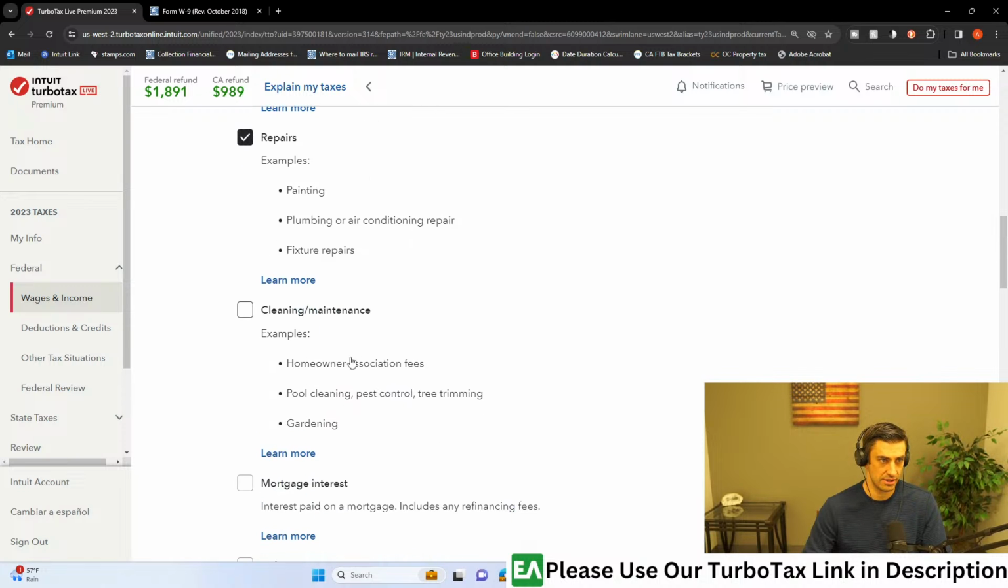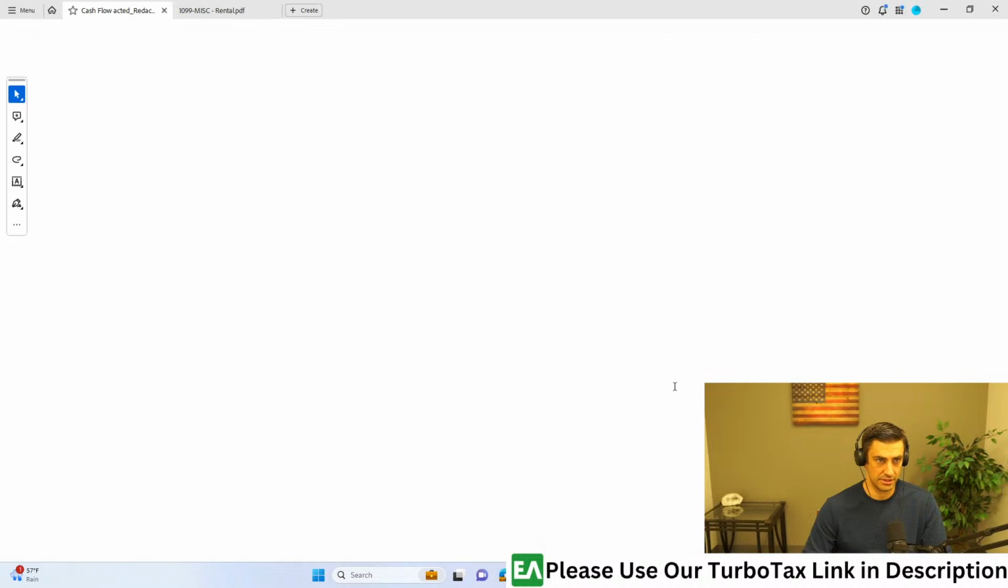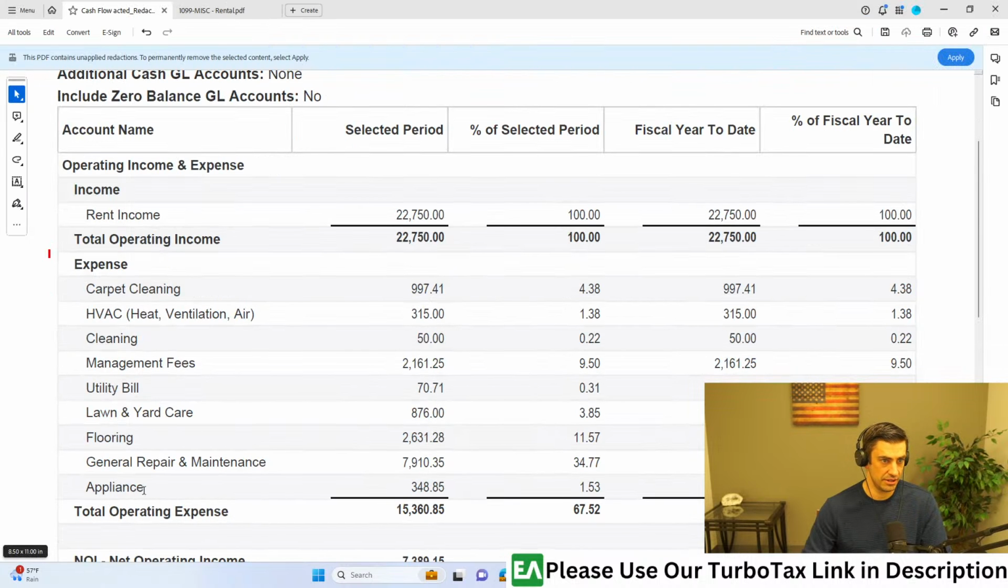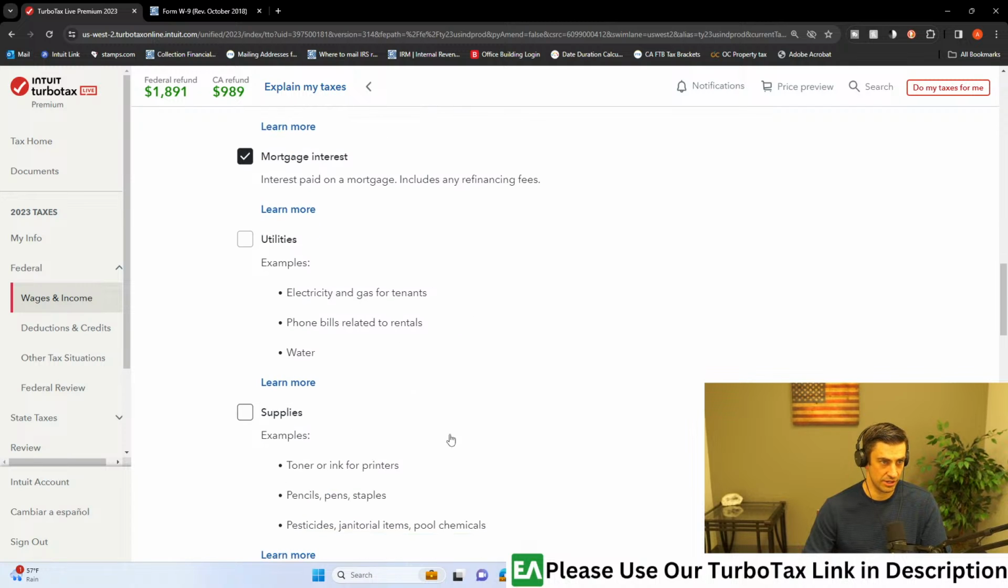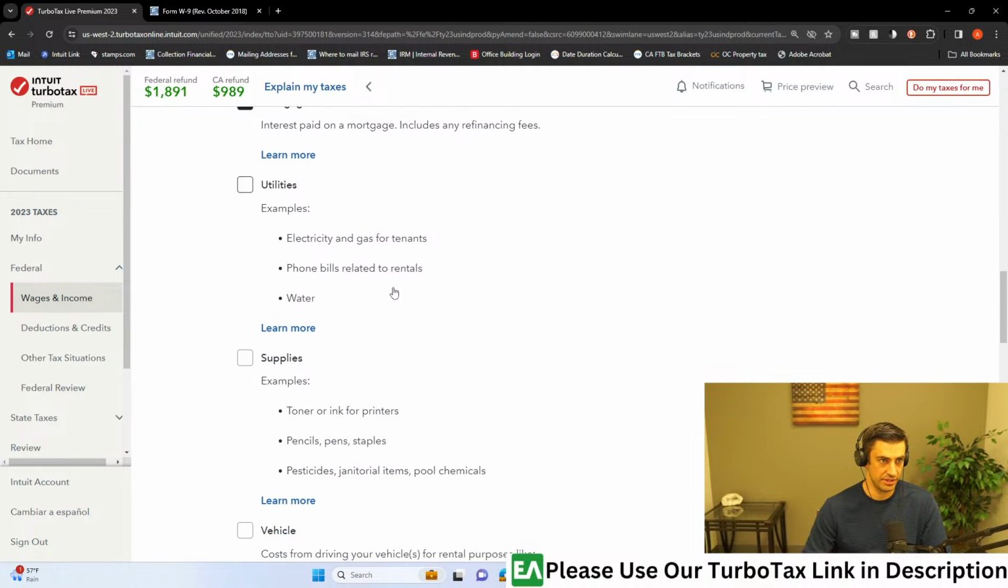We had some repairs. We can kind of look back at this thing too, right? This has some of that stuff too, right? Appliance, general repair, maintenance, flooring. We can capitalize the flooring. Lawn, management fees, cleaning, HVAC. That's like a repair, it looks like. $300. HVAC does not cost that. Carpet cleaning. Okay, so cleaning, maintenance, mortgage interest. We'll say we had mortgage interest. We didn't pay utilities. We'll say the tenant pays the utilities.